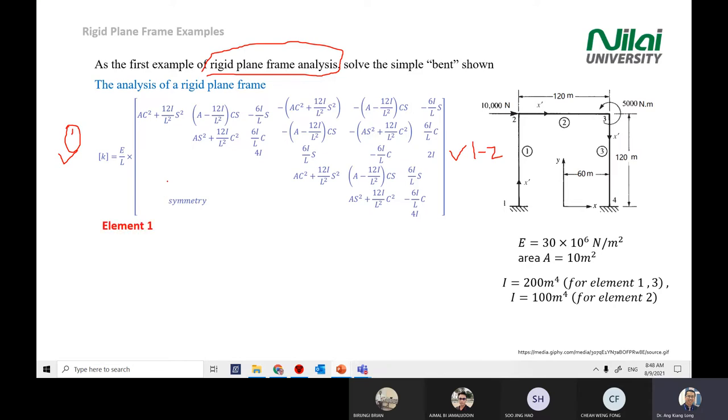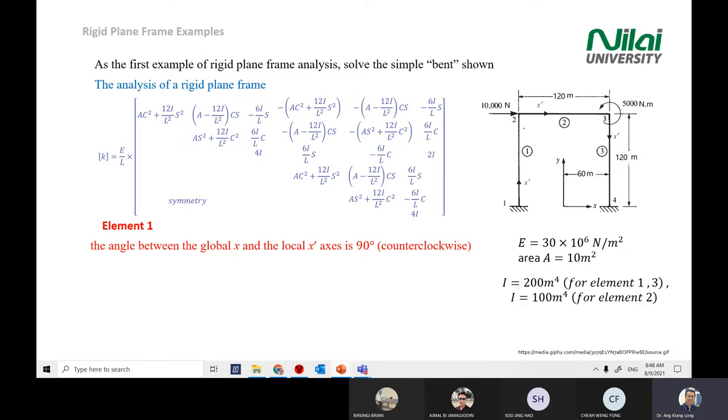Next, you solve for the angle. Do you understand if I say the angle of element 1 is 90 degrees? Chia, do you understand? Yes. Okay. So element 1, the x prime is here. If you look at this diagram, your angle you are comparing to x. Your angle is always x to x prime. This is your theta. So for element 1, the angle is 90 degrees in the anticlockwise direction. Brian, do you understand the angle? Yes, sir.